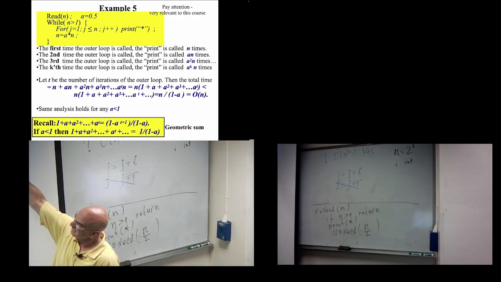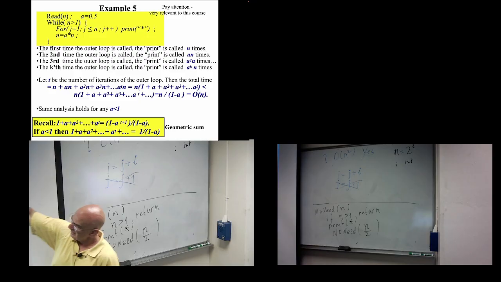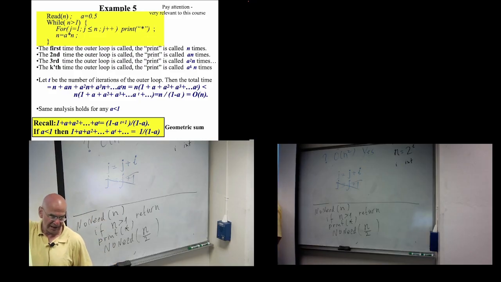Read n, I'll set a to be 1 over 2, and while n is larger than 1, print n stars and multiply n by a, and do the whole thing again, as long as n is larger than 1. Let's meditate on this part for a second. What do I do? I multiply n by a, in this case by a half. I divide n by 2.